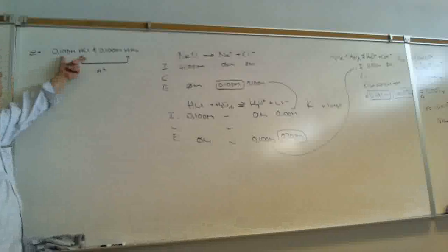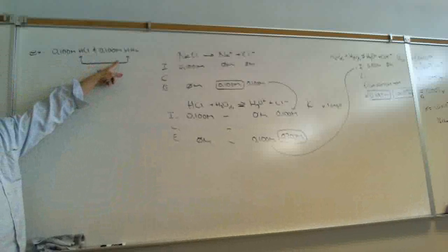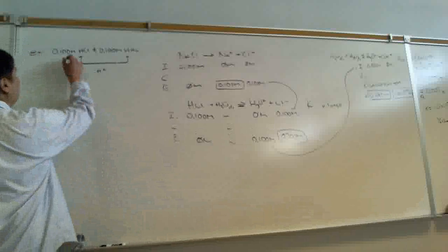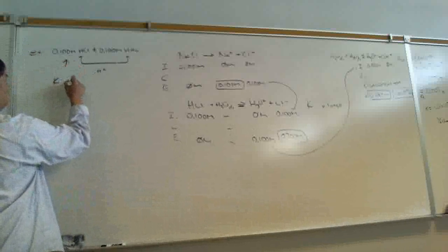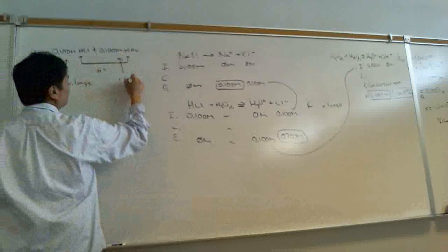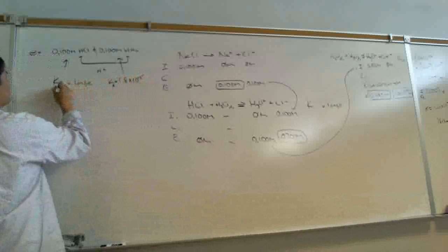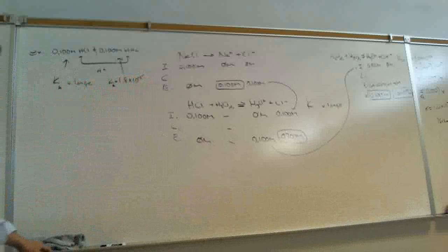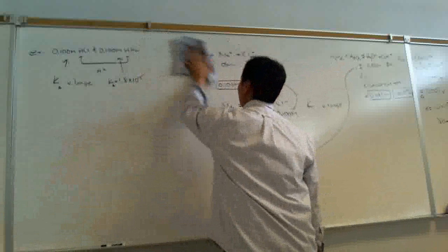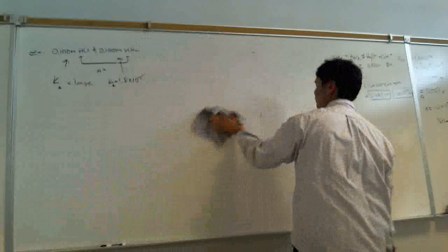Here, the K value is very large, so I expect 0.100 molar H plus here, but over here, I'm going to expect a lot less, because for acetic acid, the K is only 1.8 times 10 to the minus 5. And so it's quite a bit smaller. So if I have these two acids in a beaker, what am I going to find as far as the inventory goes?